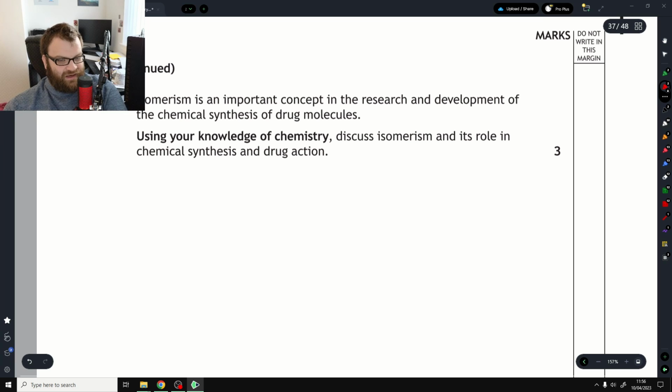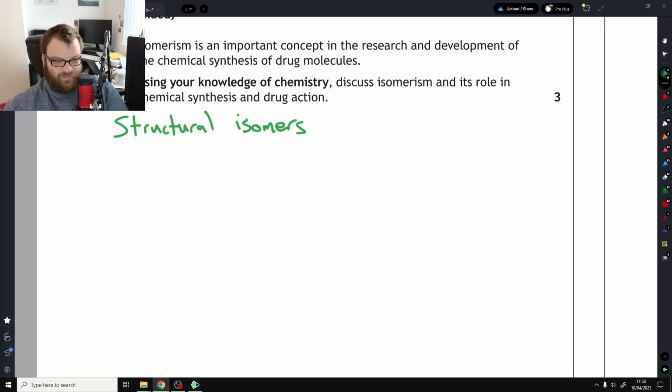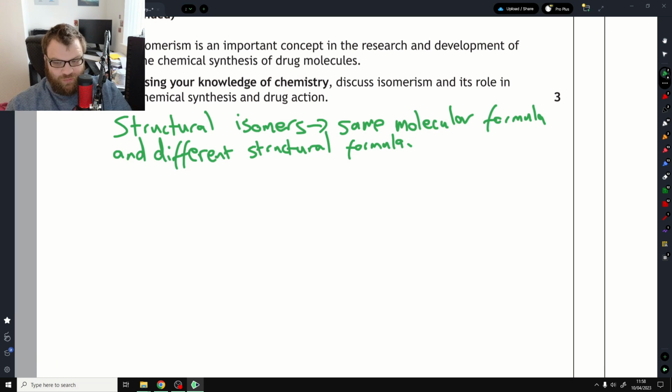Next one, we are asked to discuss isomerism and the role it plays in chemical synthesis and drug action. First thing is there are different types of isomers. We have structural isomers. These are the ones that have the same molecular formula but different structural formula. These are the ones that you would have dealt with at National 5. That'd be something like cyclopropane and propene.